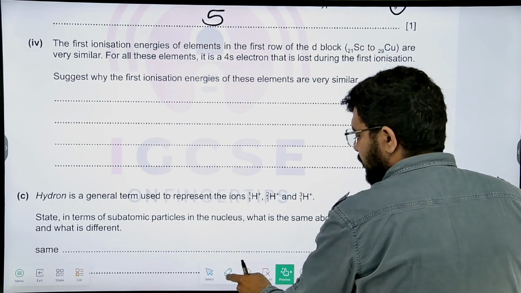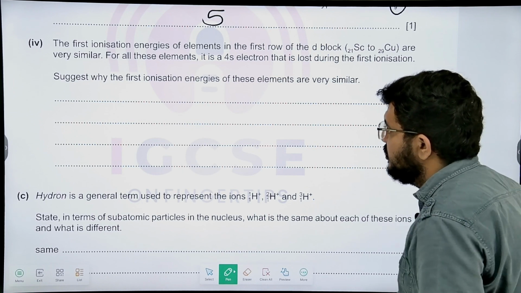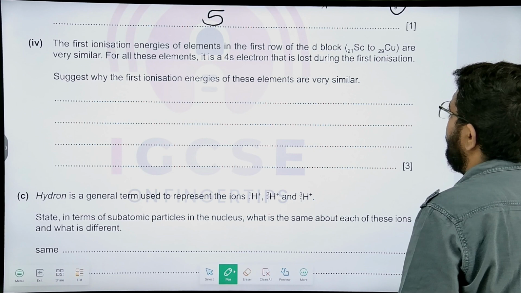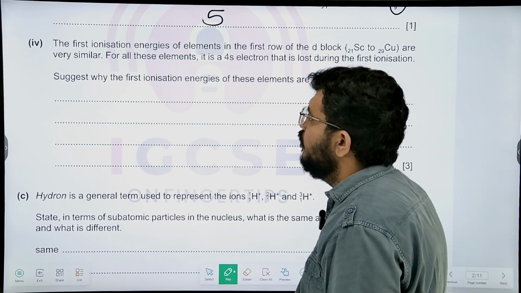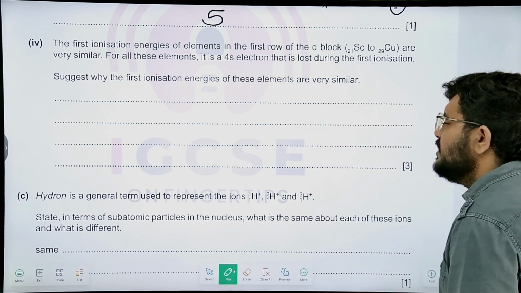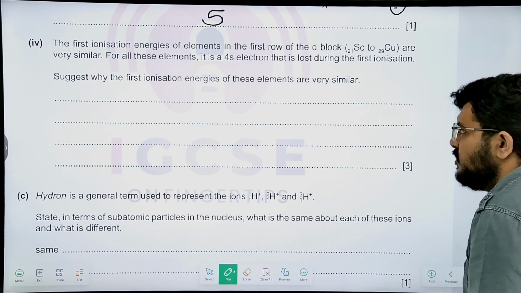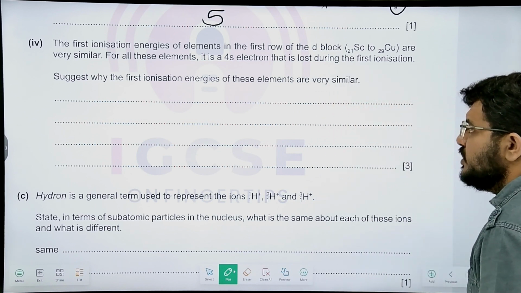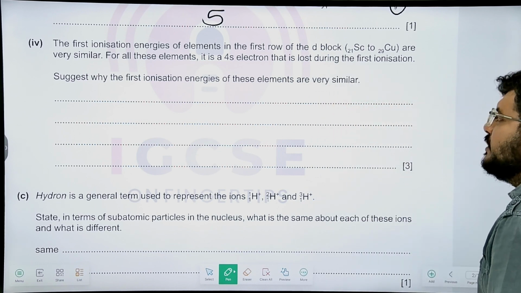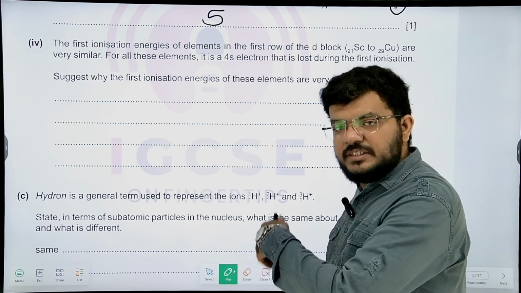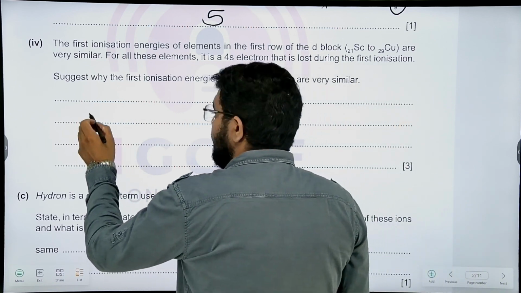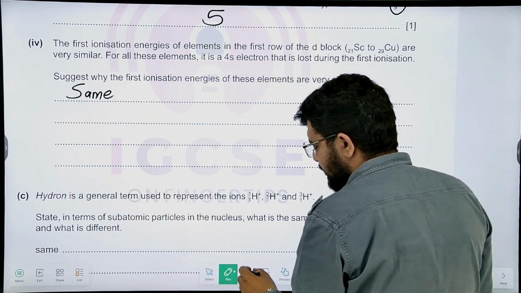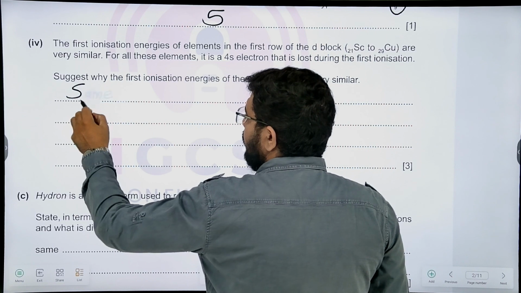Then the first ionization energies of elements in the first row of D block from scandium to copper are very similar. For all of these elements, it is a 4s electron that is lost during the first ionization, because that is the outermost shell. Suggest why the first ionization energy of these elements are very similar. They are not exactly same, they are just similar. So I will write same or similar, right? Similar is a better word over here.